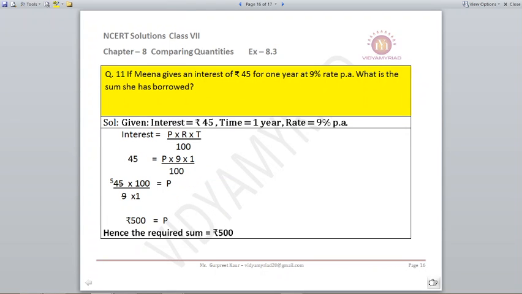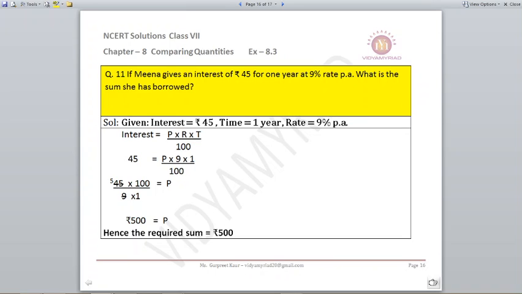Question number 11. If Meena gives an interest of rupees 45 for 1 year at 9% rate per annum, what is the sum she has borrowed? It means interest is given to us 45, time is given to us 1 year, rate is also given to us 9%. So what is missing here? The principal. P is not known. So what we will do is just put the values. It will be 45 is equal to P into 9 into 1 upon 100.